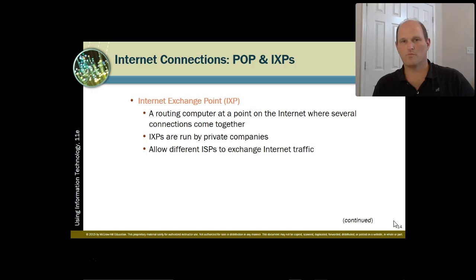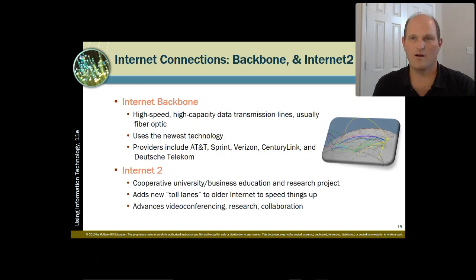So an Internet Exchange Point, or IXP, is the routing computer at a point on the internet where several connections come together. IXPs are run by private companies and allow different ISPs to exchange internet traffic. Okay, so the internet backbone is generally a high-speed, high-capacity data transmission line, usually fiber optic. It uses the newest of all technology, and big providers like AT&T, Sprint, Verizon, CenturyLink, and Deutsche Telekom take care of it.